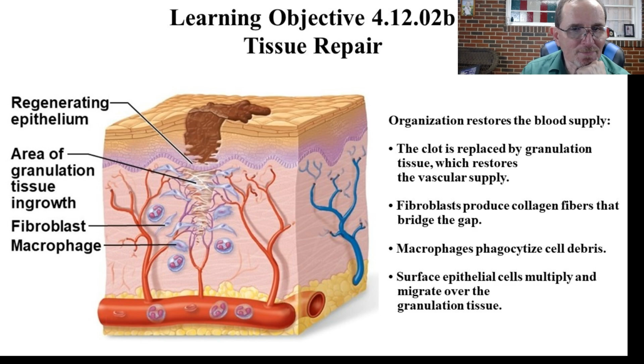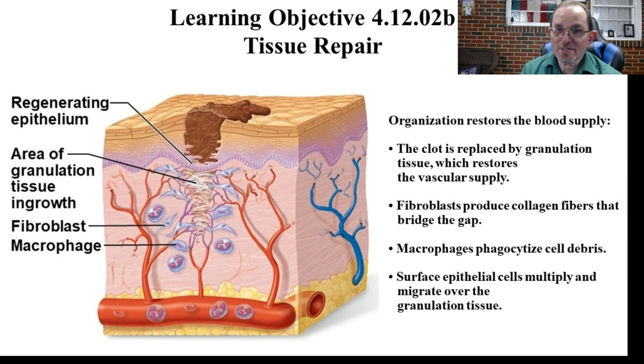Now, here's what's going to happen. We're going to have something called granulation tissue, which is an intermediate. It's just a stopgap measure that's going to help restore the blood supply and all that. Now, the fibroblasts, which have also come into this area, are going to secrete some fibers, and those fibers are going to make a scar that's going to help to bring the edges back together as much as possible.